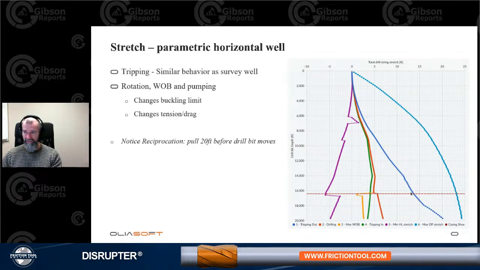If you pull it less than 20 feet in this case, the bottom part of the drill string will not move at all. It will just be standing still, and you'll just elongate the remaining part of the drill string.